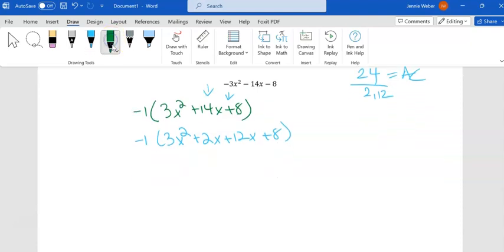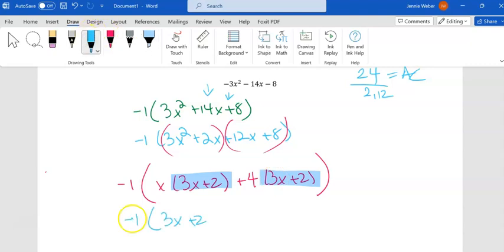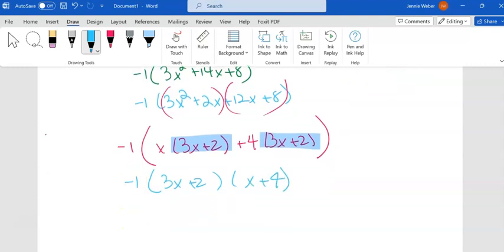Okay, now I switch to my wonderful factoring by grouping. I'm just carrying along this -1. I'm going to pull an x out here, 3x plus 2. Here I'm going to pull out a 4, 3x plus 2. And these match as required, so we're like, yay, things are working. I'm going to pull that out, and I'm left with an x plus 4 here. And this would be my final factored answer.